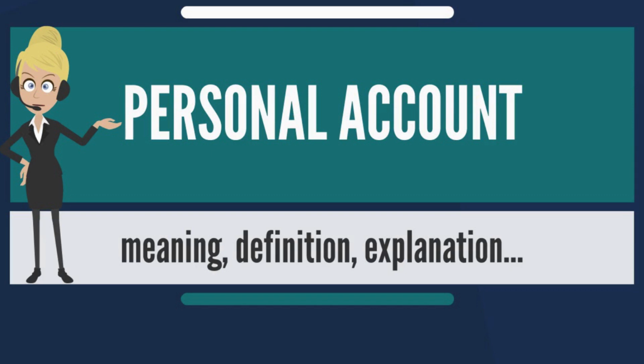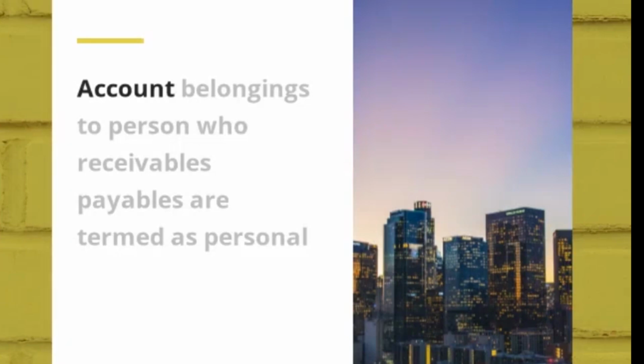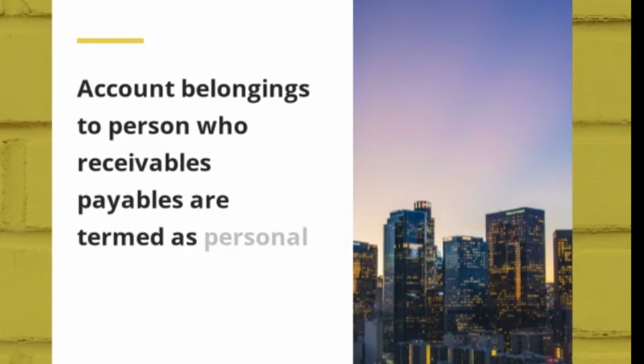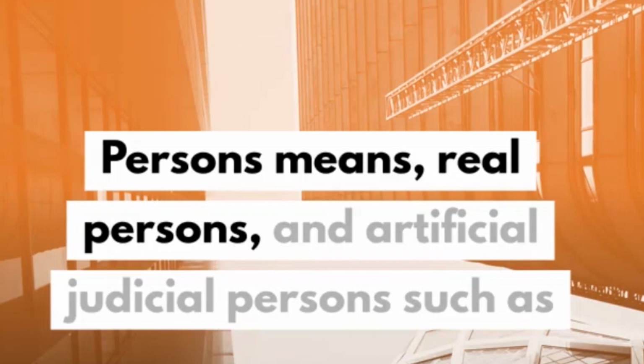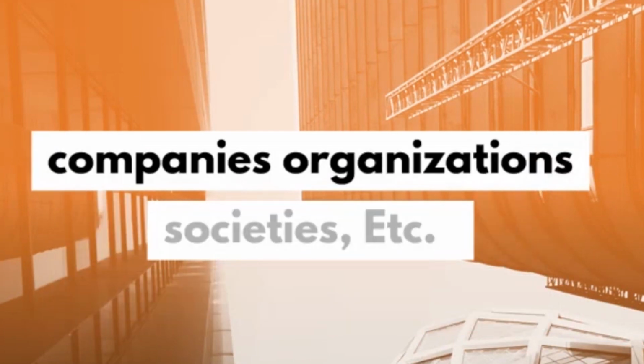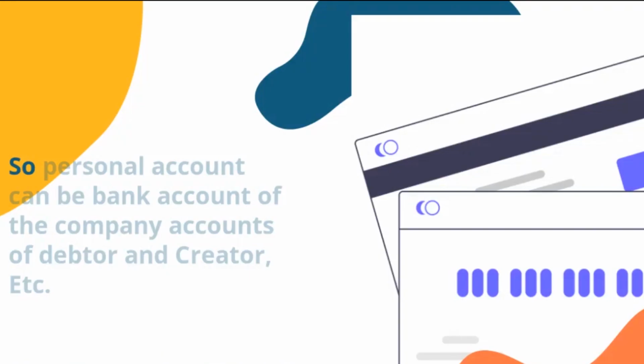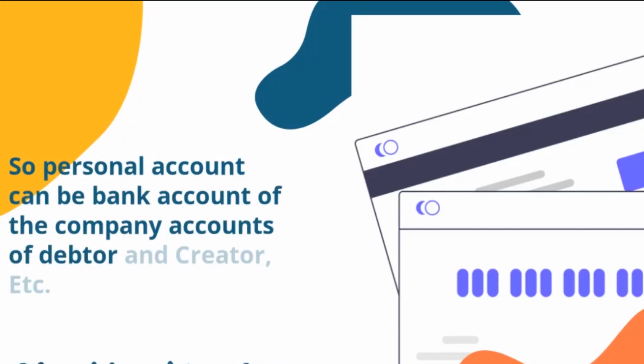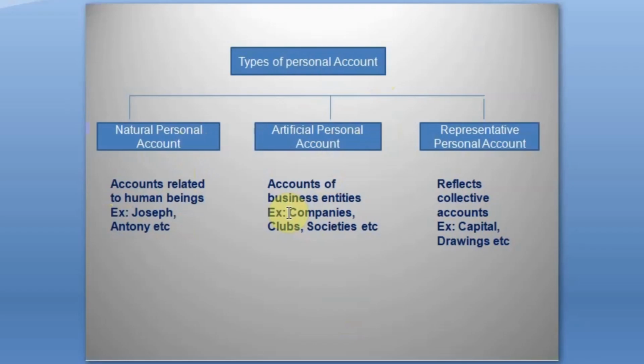Come, let's understand what is a personal account. Accounts belonging to persons, whose receivables and payables are termed as personal accounts. Here, persons means real persons and artificial juridical persons such as companies, organizations, societies, etc. So, a personal account can be the bank account of a company, accounts of debtor and creditor, etc. There are three types of personal account: natural personal account, artificial personal account and representative personal account.